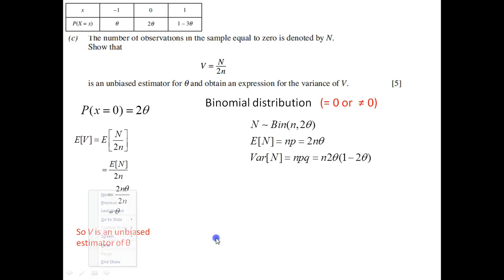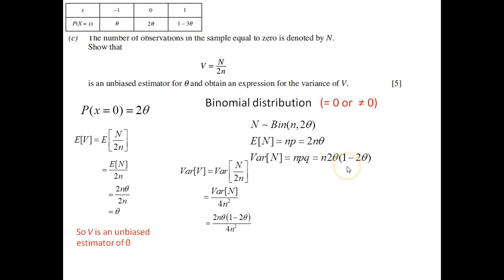Now an expression for the variance of v. So the variance of v is the variance of capital N over 2n, which I can take in, squaring the coefficient. So I've got the variance of capital N over 4n squared. The variance of N was 2n theta (1 minus 2 theta). I can cancel a 2 and an n, so I have theta (1 minus 2 theta) over 2n for the variance of v.